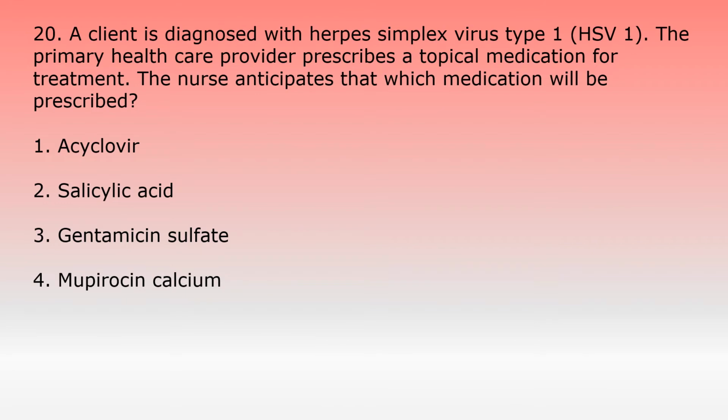20. A client is diagnosed with herpes simplex virus type 1, HSV1. The primary healthcare provider prescribes a topical medication for treatment. The nurse anticipates that which medication will be prescribed. 1. Azelaic 2. Salicylic acid 3. Gentamicin sulfate 4. Mupirocin calcium.